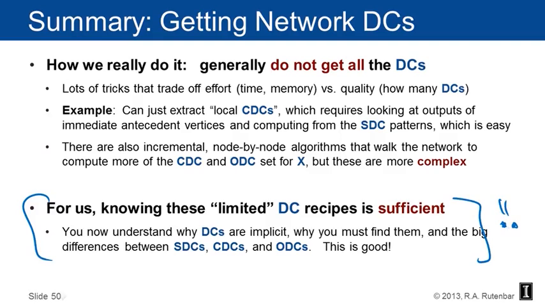You now understand why don't cares are implicit. You understand why you must find them. You understand how you can find them for a nice, pretty realistic case. And you know the big difference between the satisfiability, controllability, and observability don't cares. This is great. You're now in a very, very good position to understand pretty much most of what happens in a core version of conventional logic synthesis. So congratulations. Lots and lots of progress.